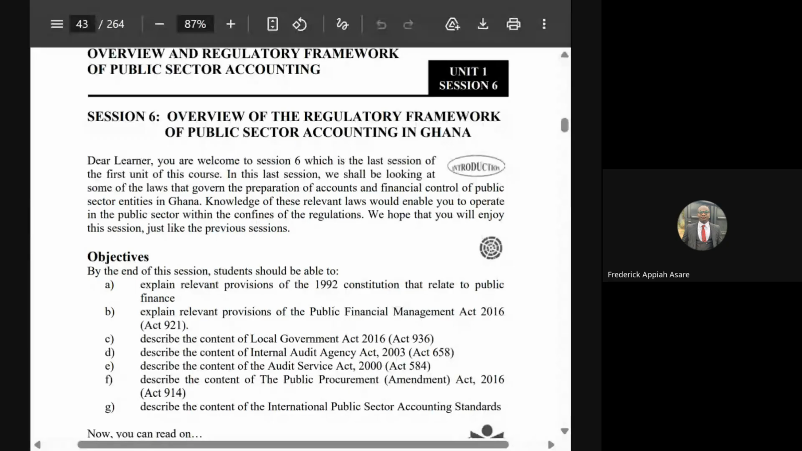Now, we are going to look at those people who regulate the public sector accounting in Ghana. So we have learned about the conceptual framework, which gives us the guidelines in the preparation of public sector accounting. Now we are looking at those people who are responsible in regulating the public sector accounting. That is what we'll be doing today, which is under Unit 1, Section 6.